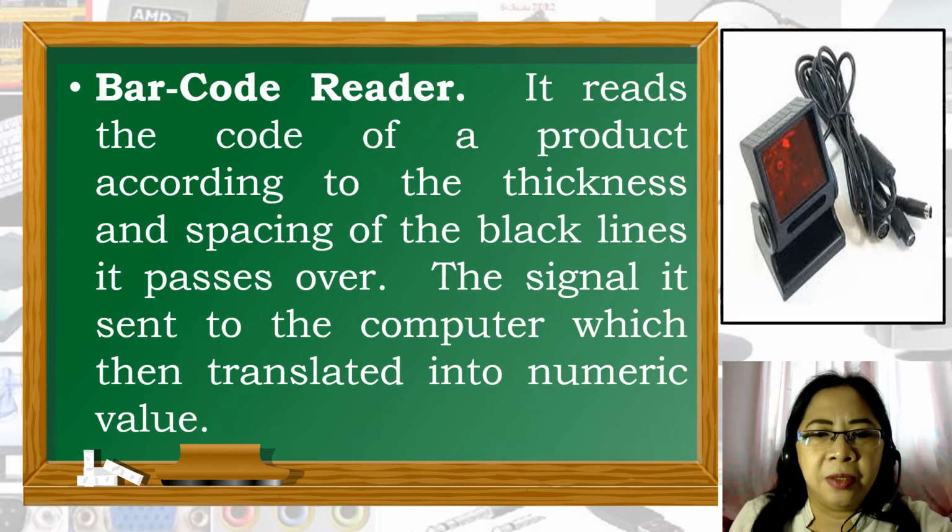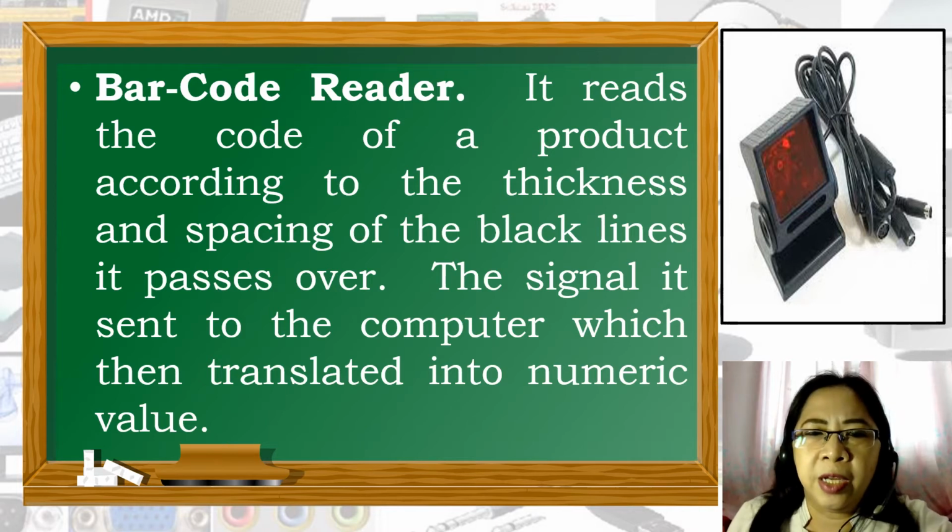Barcode reader. It reads the code of a product according to the thickness and spacing of the black lines it passes over. The signal is sent to the computer, which then translates it into a numeric value.